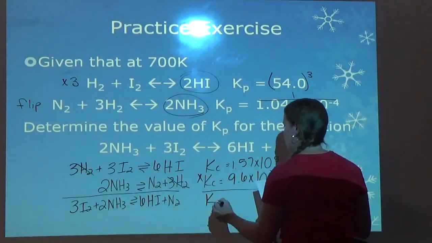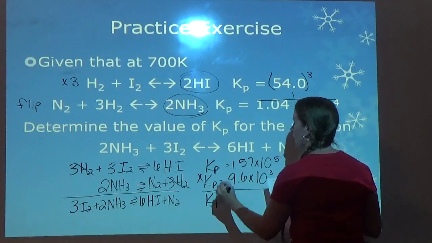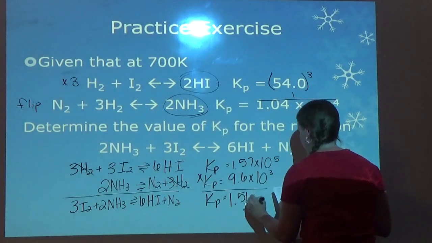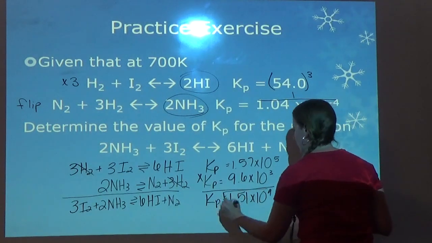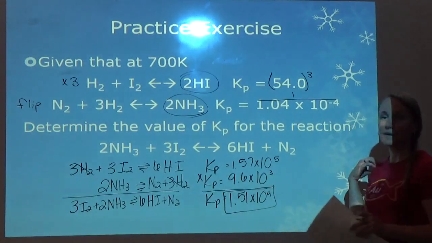So once I multiply, oh gosh, I'm sorry, y'all. I was calling this Kc the whole time. They gave me Kp's this time. So my total Kp is 1.51 times 10 to the 9. No units. 10 to the 9.